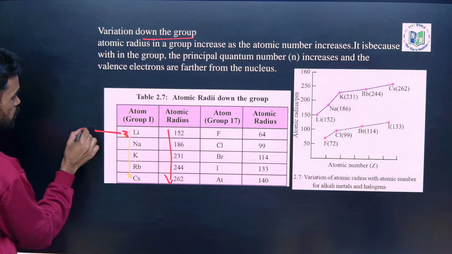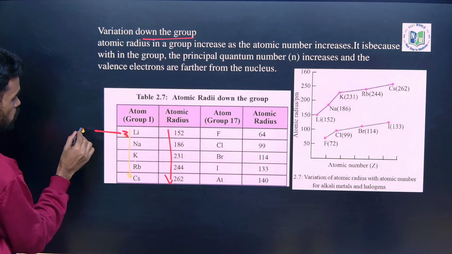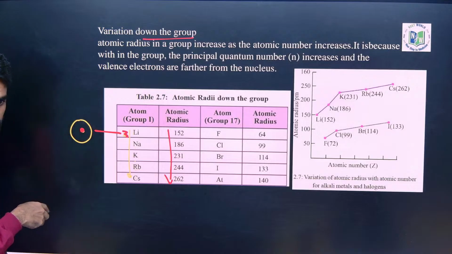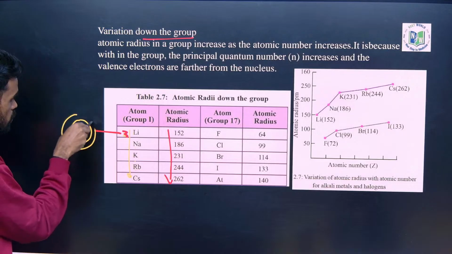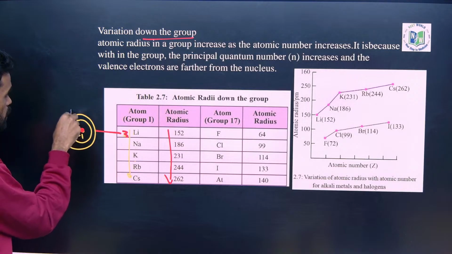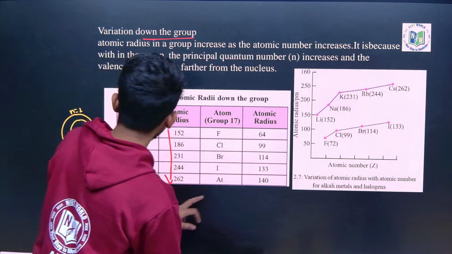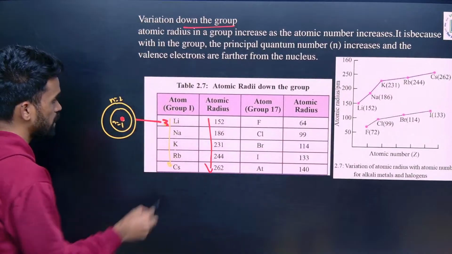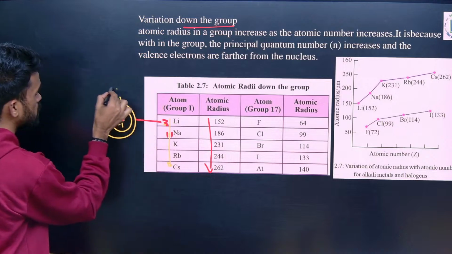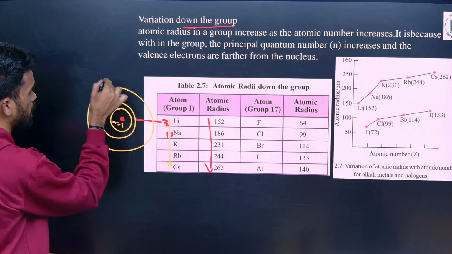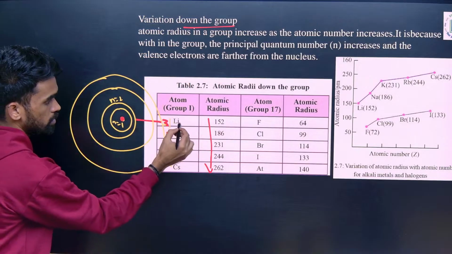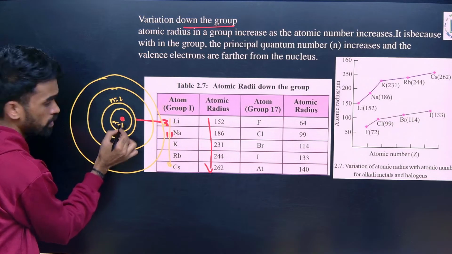So if this is a nucleus, we can write this is the 1s shell and this is the 2s shell. This is n equals 1 and this is n equals 2. Similarly, if I go further, what is the atomic number of sodium? 11, right. So the electrons will go to a higher energy level, something like this. Now for lithium, 3 electrons only, so 1s2 and then 2s1.